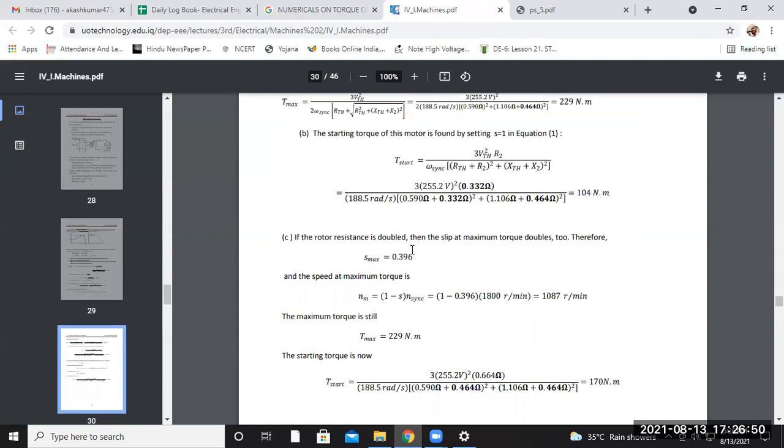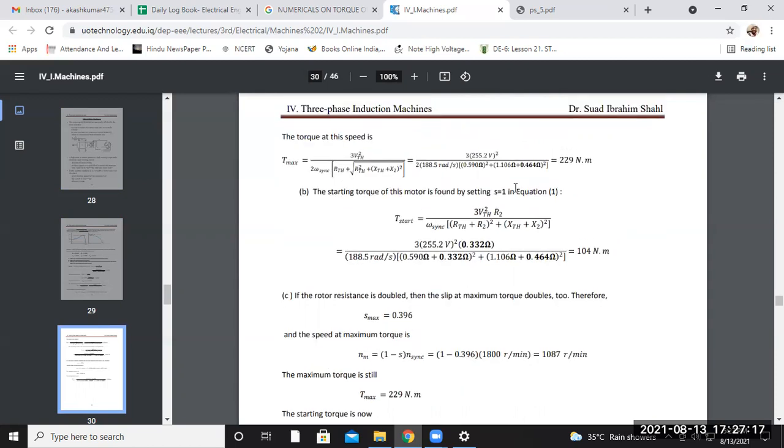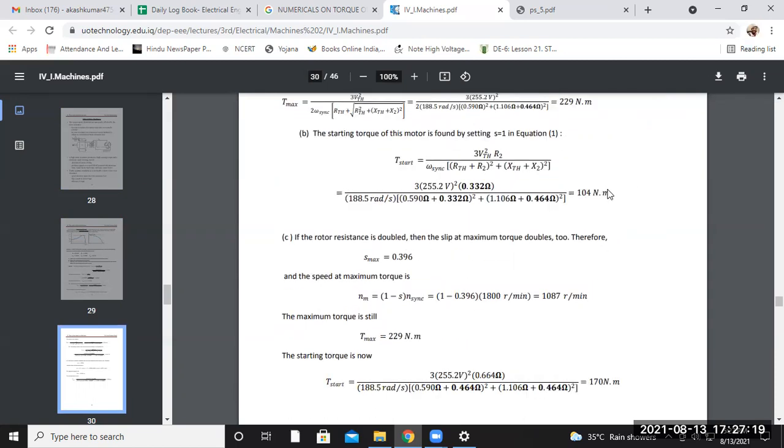So the speed at the maximum torque is given by mechanical speed equal to (1 minus s) times the synchronous speed. We have the changed value of slip as 0.396, or 39.6%. Just put in the values and you will get 1087 rotations per minute, that is RPM. The maximum torque is still 229 Newton meter.